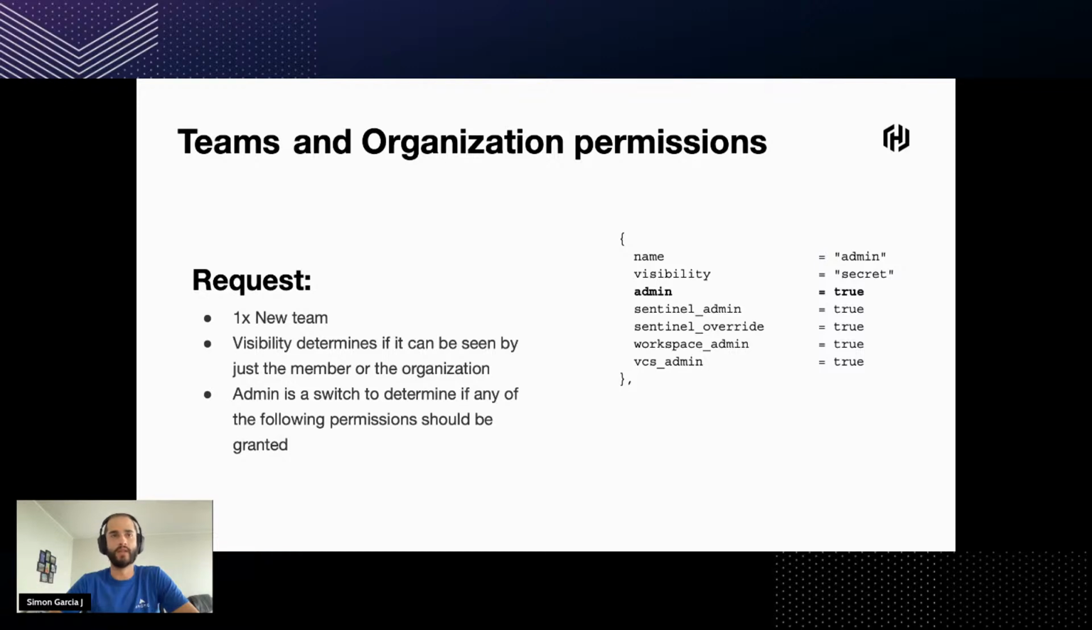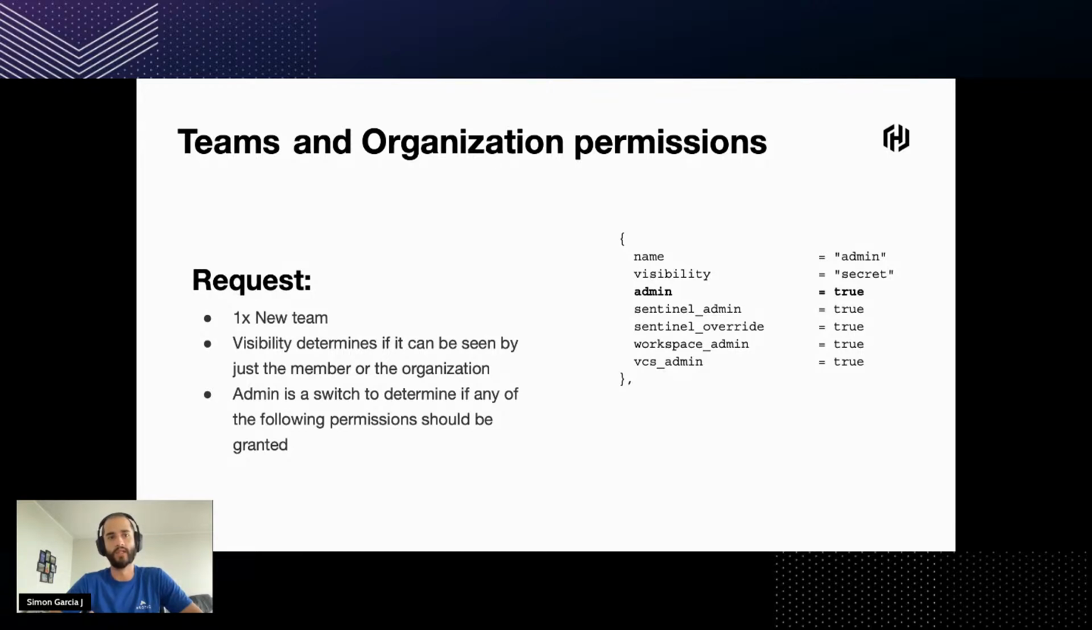Then my next resource block or request will be the teams and organization permission. So I have here a request for one team. I try to use as many of the values or parameters that the resource block allows you to configure. So in this case, I have visibility, which you can set either to secret or organization. What that means is if it's set to secret, only the members of that group can see the actual group or team. If it's organization, any other member can see the groups as far as they have that access visibility.